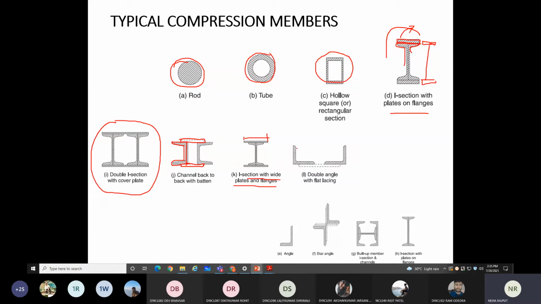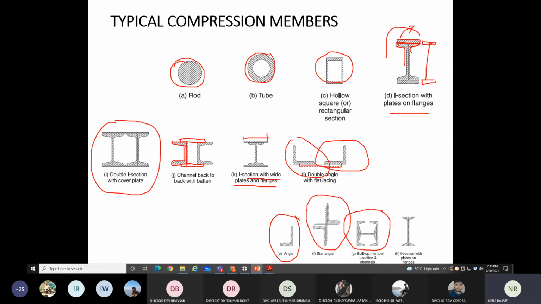Right. Then this is called the angle section. Two angle sections connected with lacing like this. Some simple angle sections are also used. This kind of arrangement can also be used. Then this is called the built-up section. Built-up section means you are making a combination of steel sections together. That is called the built-up section.